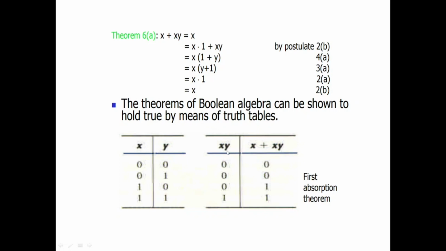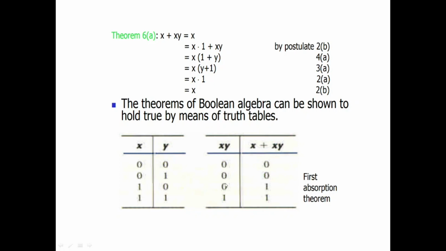So after finding xy, we can find x plus xy. That is the LHS, x plus xy. So xy is found here. With this xy, we have to OR the value x. That is, x plus xy is the ORing of x and xy. So here is the column of xy. Here is the column of x.